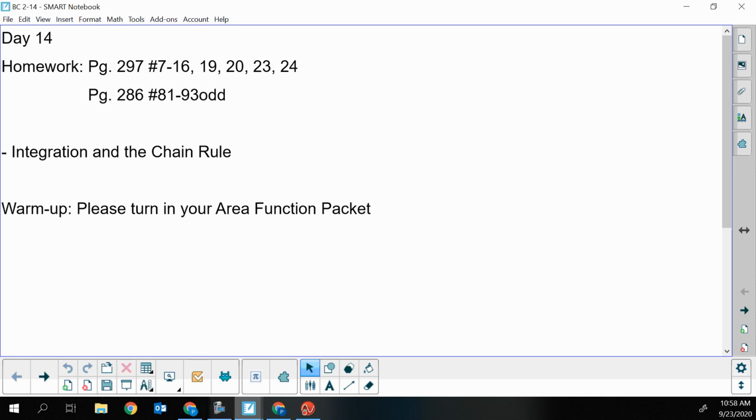All right, so this is day 14 in Unit 2. Got a homework you'll upload on the assignment as a single PDF. And we're going to talk about the chain rule today. So you should have already turned in your area function packet that you've been working on for several classes.